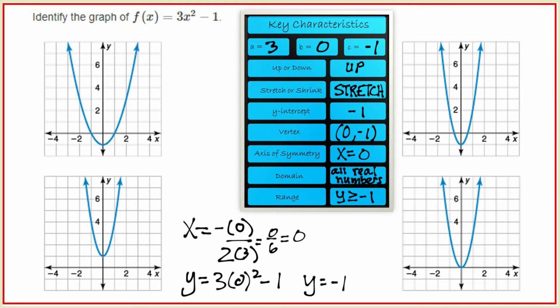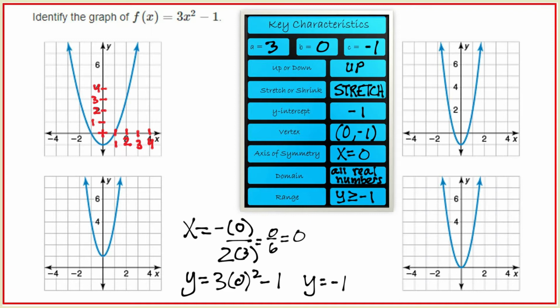Now that we have all of the key characteristics, we have to find the graph that matches those characteristics. So the first thing that I would look at is the vertex. And our vertex is at 0, negative 1. Now, that doesn't mean anything unless you know the scale of the graph. So on the graph that they gave us, we have 0, 1, 2, 3, 4. So on the x-axis, they're counting by ones. And on the y-axis, we have 0, 1, 2, 3, 4. So on the y-axis, we're also counting by 1.